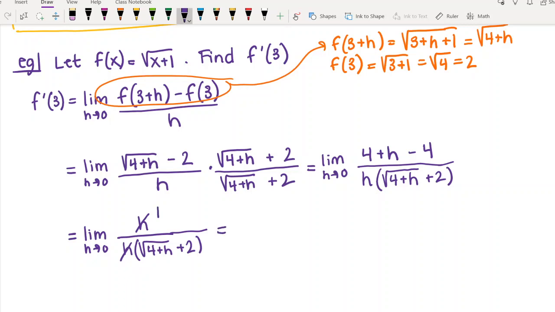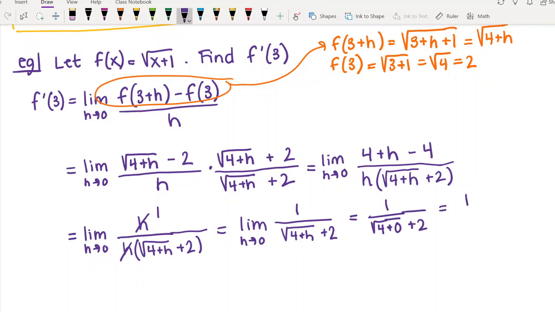So we're going to be left with the limit as h approaches 0 of 1 over the square root of 4 plus h plus 2. And now we can actually just plug in 0. So we're going to get 1 over the square root of 4 plus 0 plus 2. So that's going to be 1 over the square root of 4, which is 2, plus 2. So we're going to get 1/4. And so that tells us that the slope of the line tangent to our graph at x equals 3 is 1/4.